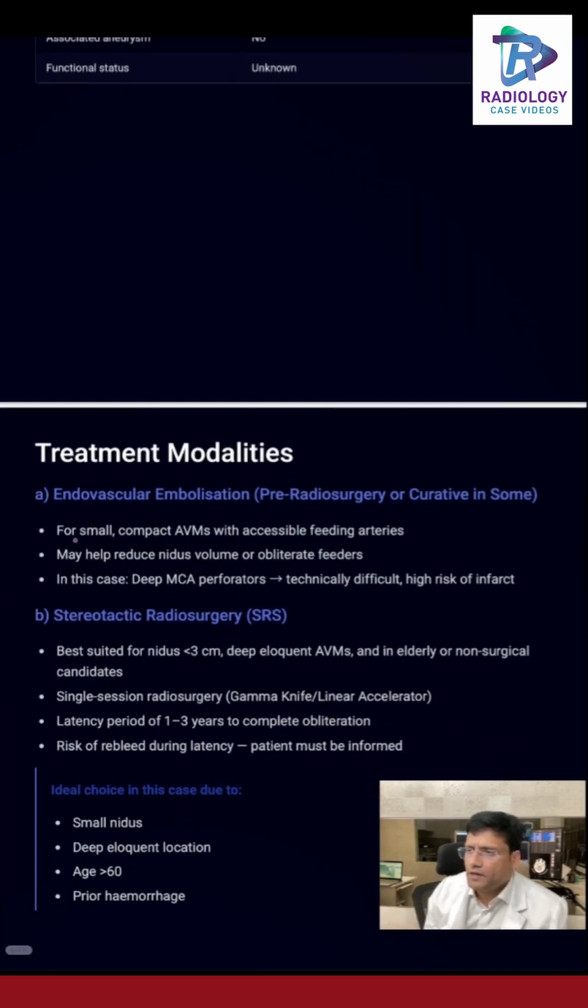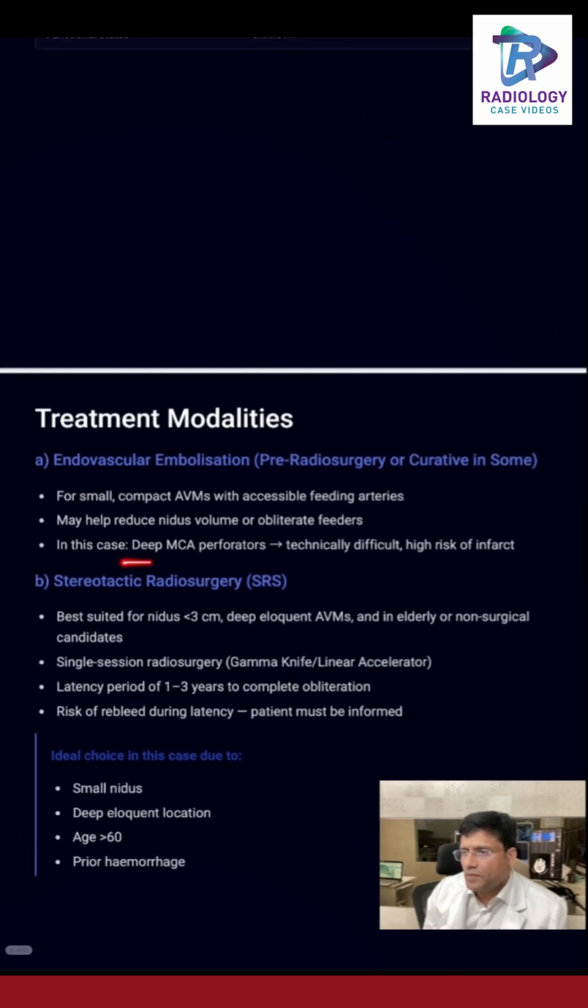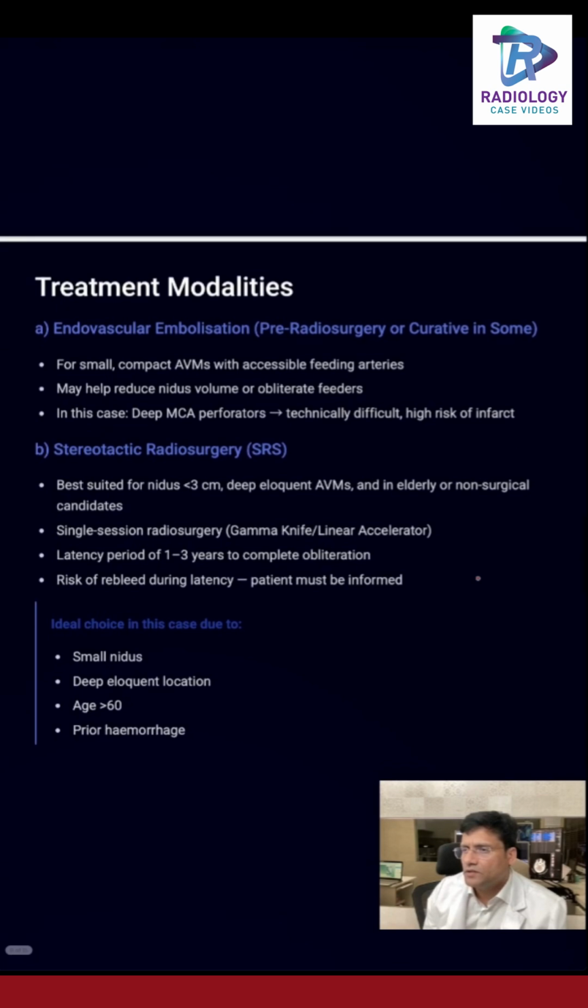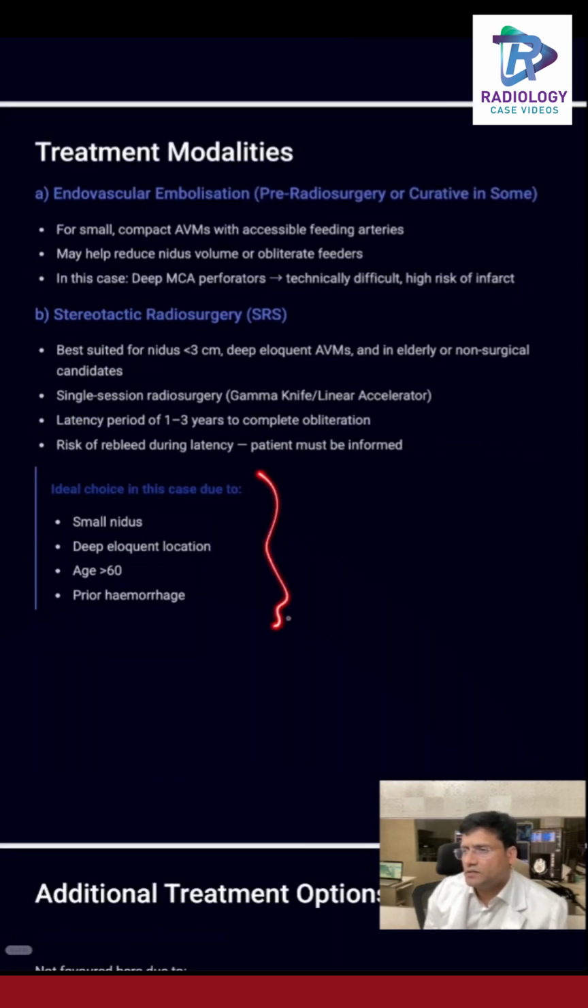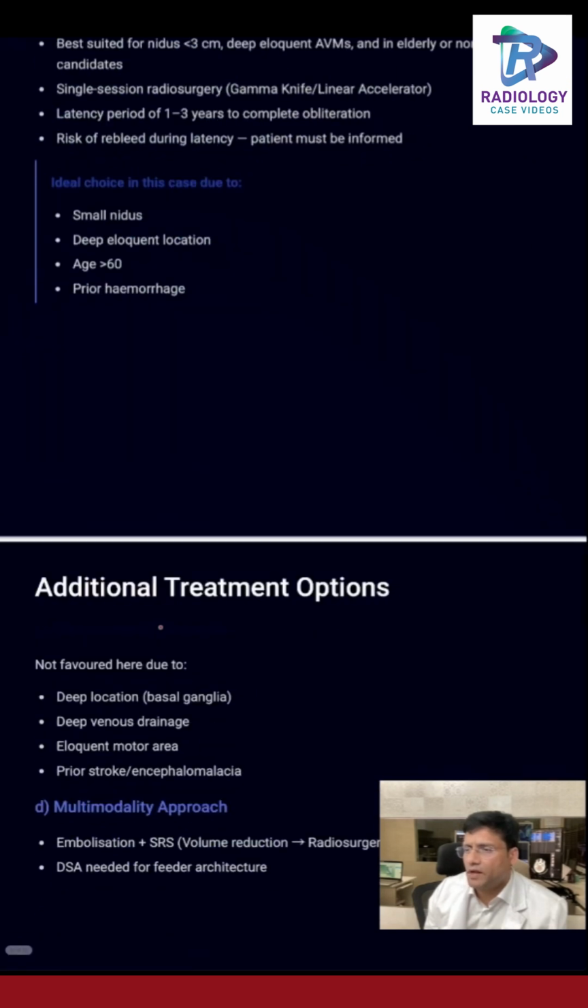For small compact AVMs with accessible feeding arteries, they do endovascular embolization, which also helps in reducing the nidus volume. In cases with deep MCA perforators, it is technically difficult because of the high risk of infarct. So stereotactic radiosurgery is done for a small nidus in deep eloquent areas. So this case is ideally suited for SRS. Gamma knife surgery can be performed. It is the ideal choice for this case. Age is again greater than 60 with a prior hemorrhage. This is how you have to grade and choose the treatment for the patient.